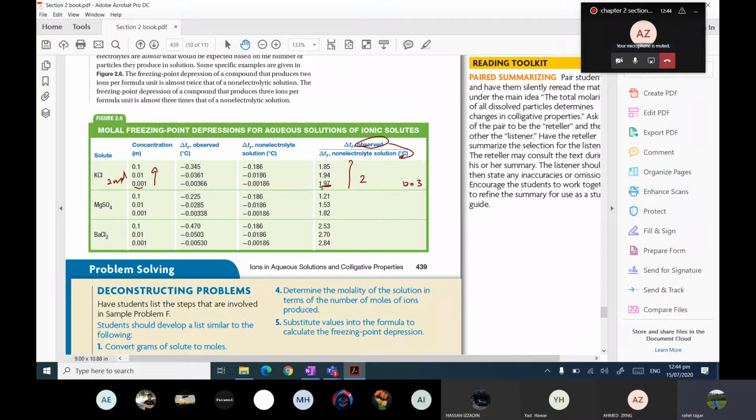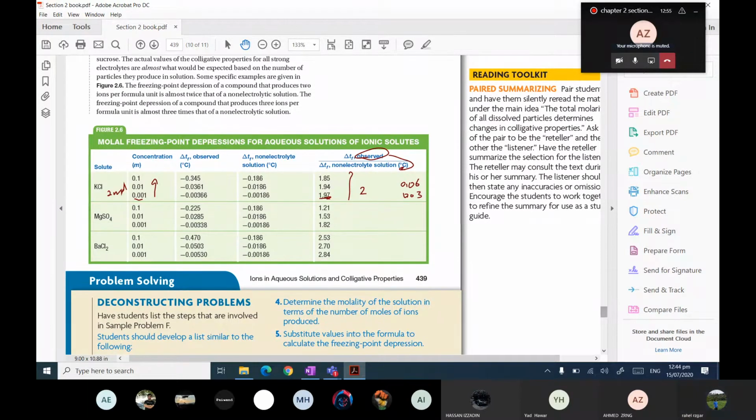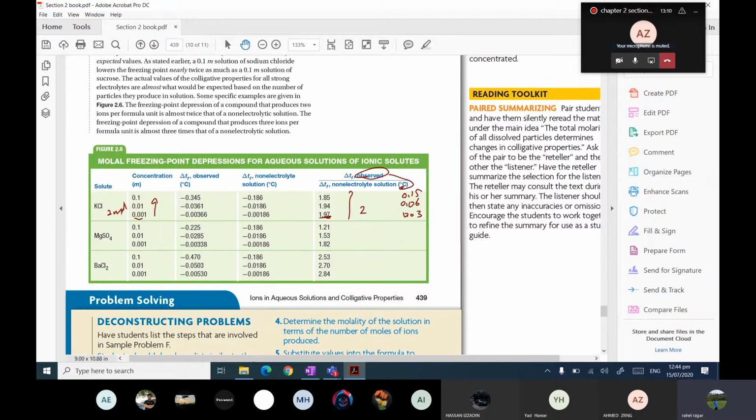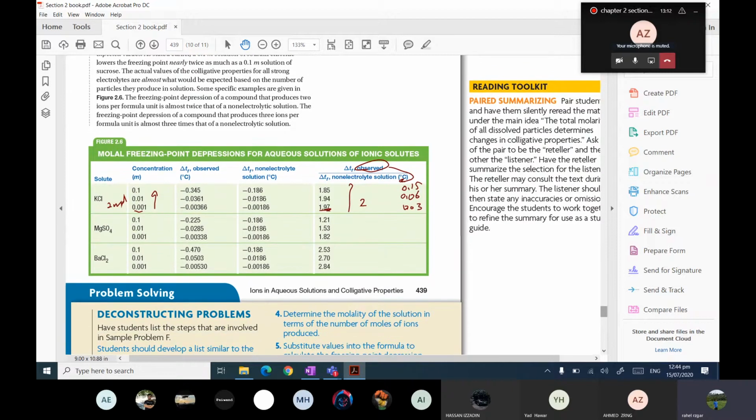Look at the difference. 1.97 becomes 1.94. The difference becomes 0.06. Then, as the concentration is increased, the effect becomes 1.85. So the difference is 0.15. So as you can see, the higher the concentration, the more difference there is between actual and expected.